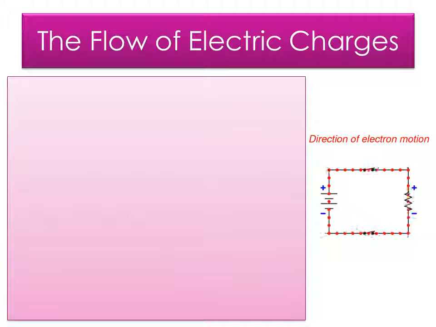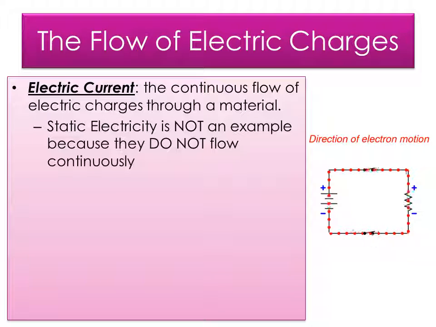All right, the first topic we're going to talk about is the flow of electric charges. Remember, charges are either a negatively or positively charged atom. So they can flow, and we're going to talk about how they can. All right, so first off, an electric current is the continuous flow of electric charges through a material.